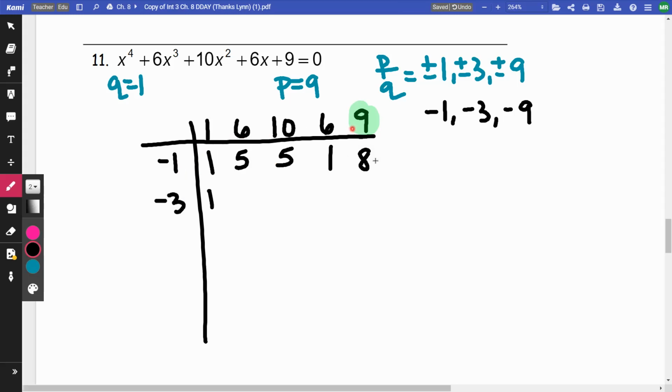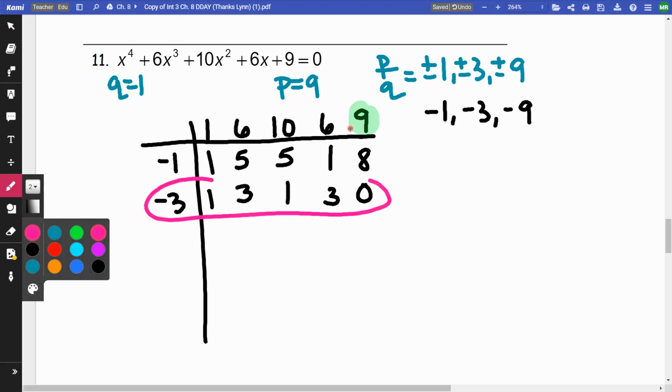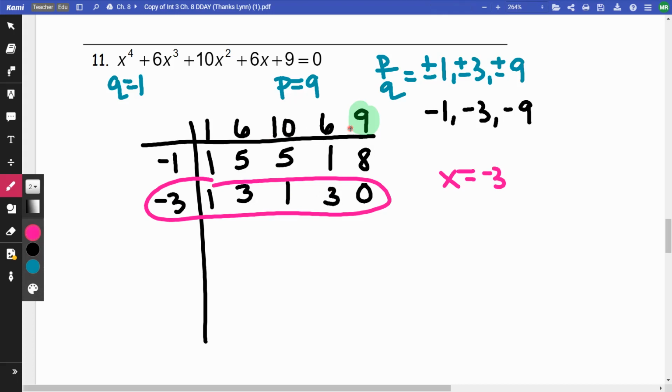-3, bring down the 1. 1 times -3 is -3. I add it to 6, I get 3. 3 times -3 is a -9. I add it to 10, I get 1. 1 times -3 is a -3. I add it to 6, I get 3. 3 times -3 is a -9. I add it to 9, I get 0. So at this point, this is telling me that one answer is going to be x equal -3. And I now have a depressed polynomial, 1, 3, 1, 3, that I'm going to continue doing synthetic division on.